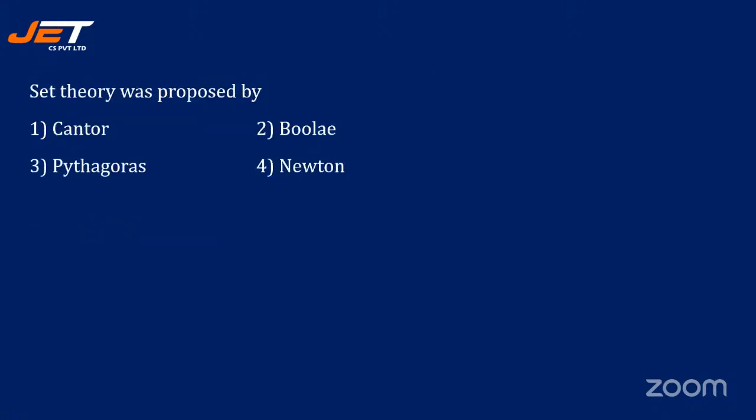See the next question. Set theory was proposed by dash. Who proposed the set theory? Is it Cantor? Is it Boole? Or is it Pythagoras? Or is it Newton? You can quickly answer such questions where you don't have to work out anything. It's all a theory part. I'm sure you would have answered by now and given the answer as Cantor.